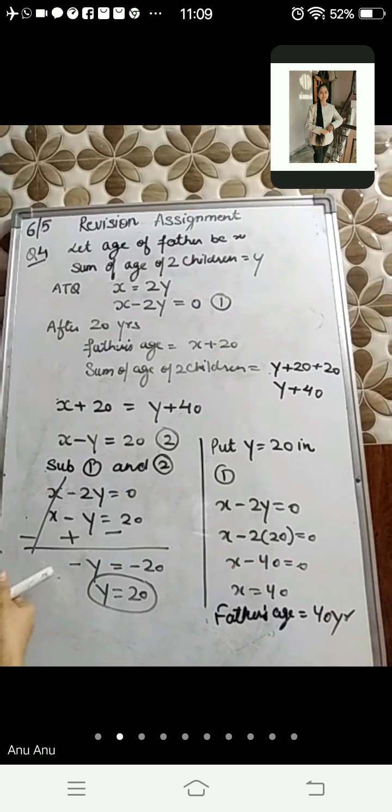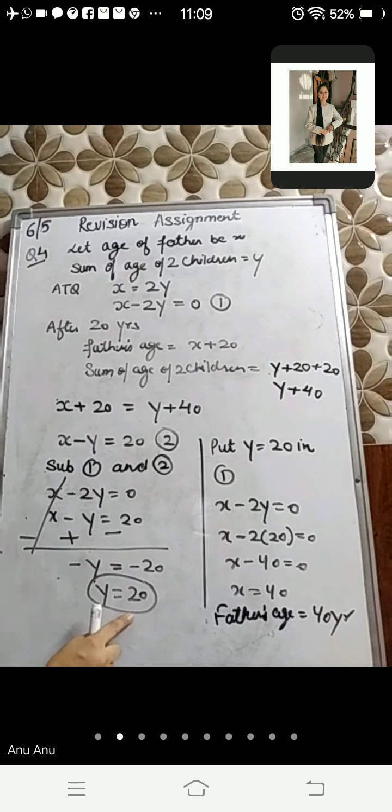If you want to find the age of the children, you cannot find it separately. The sum of the ages of the two children is 20, but we need not find it, it's not asked in the question. So that's it about this question. Any doubt, beta? Any step you are not able to understand, you can ask.